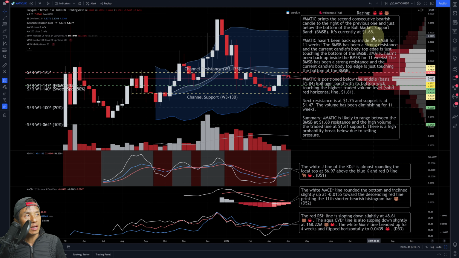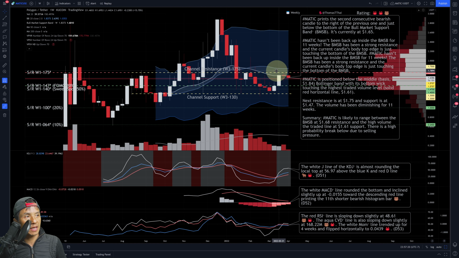The current price is 165 roughly, at least when I did this chart. Right now it's 164. And the current candle is just above the red horizontal solid line here. That's the highest volume traded price area zone level. And the bottom of the wick of this candle touched that line. So it's looking slightly bearish 2 weeks in a row.